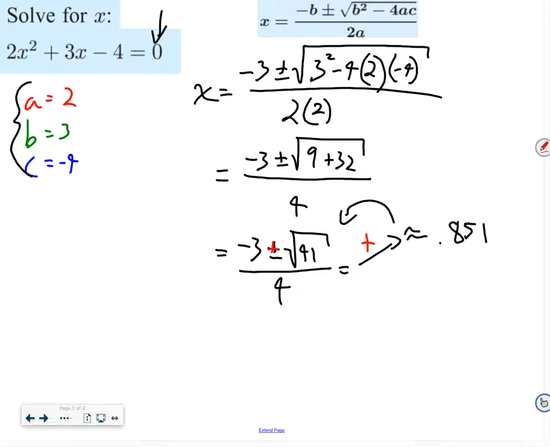If I plug it into my calculator as a negative, I get negative 3 minus the square root of 41, which is about negative 9.4, and when I divide that by 4, I get my second answer, and again, it's an approximation here. I get approximately negative 2.351. Okay, so that's our notes on using our quadratic formula to solve a quadratic.